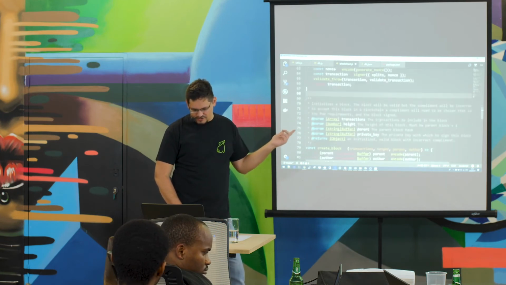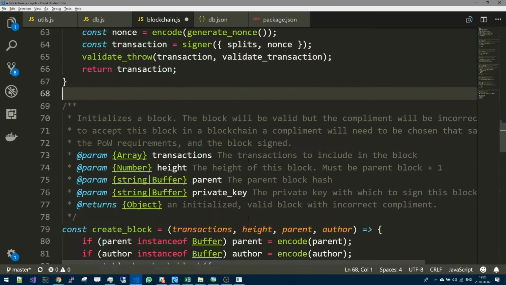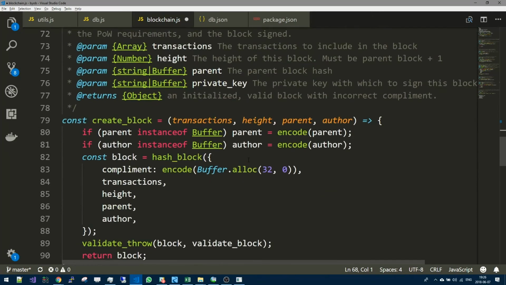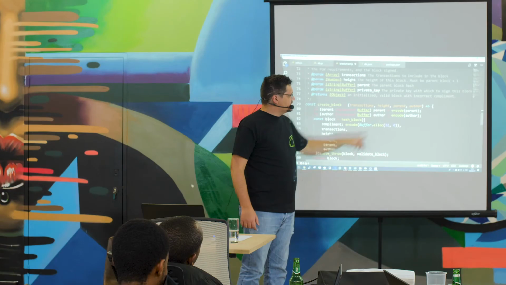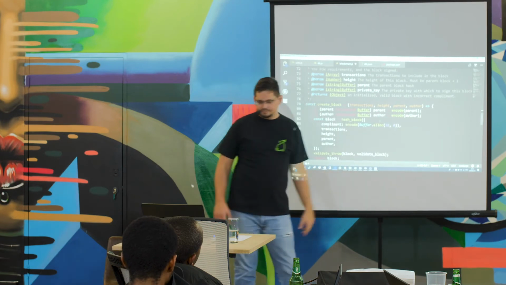All right, so that creates a transaction. We have 2 kinds of entities that we're working with. We've covered splits. We've got transaction, which consists of multiple splits, and then we've got a block, which consists of multiple transactions. And here is a block. A block has transactions, a height, a parent, and an author.